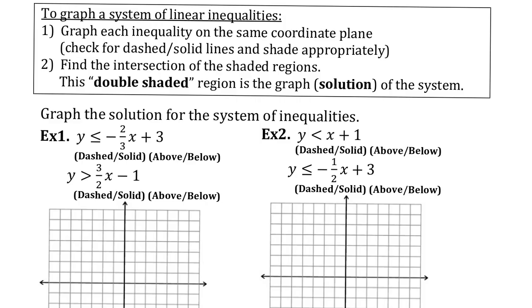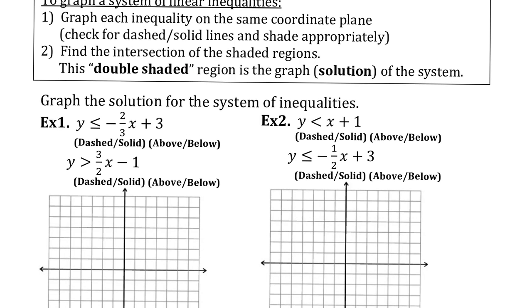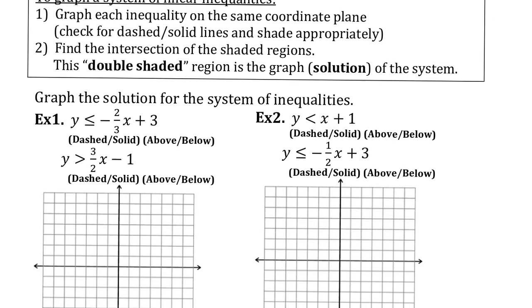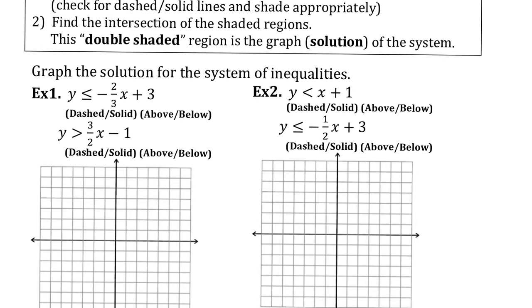The main point of the graph is to get the boundary lines and this double shaded region. There's a couple ways people do it. I'll show you both. Okay, let's just graph first. For example 1, y is less than or equal to negative 2/3 x plus 3. It's equal, so it's solid. The y-intercept is 3, slope down 2/3. Is it solid? Solid.